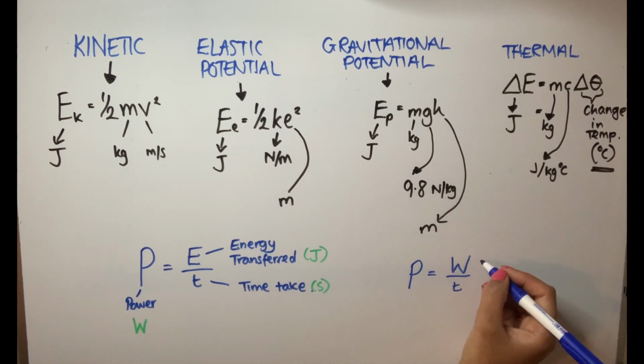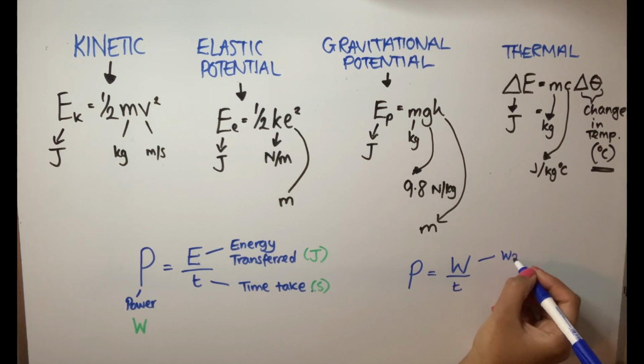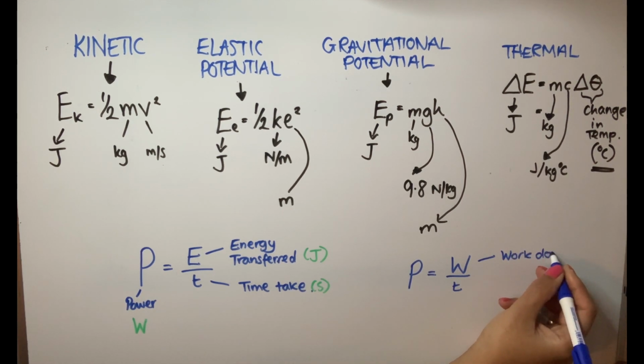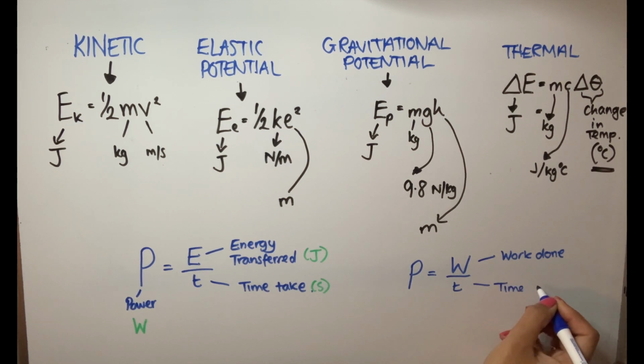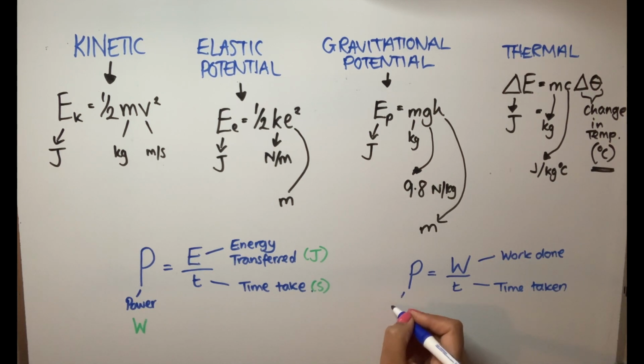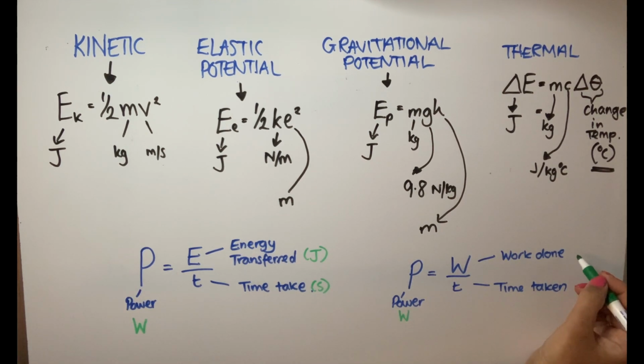So again, W represents work done, T is still time taken, and P is power, and the units for these again are watts for power, joules for work done, and time taken is seconds. So that's all of our equations there.